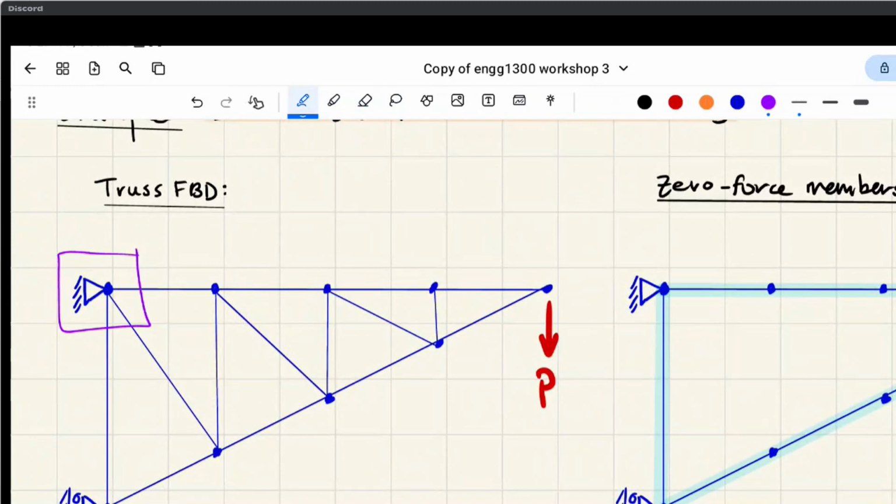So this one has a support, so none of those ones can be zero force. That has a support, so that can't be zero force. Let's look at that one. There's four members coming off of it. So remember, in both of our cases, four-member joints don't have a case where any of them can be zero force. Same goes for all of these as we go through. And then once we reach this one here, you'll see that there are three members coming off this joint, and two of them are collinear, and there's no external forces. So therefore, we can delete that.